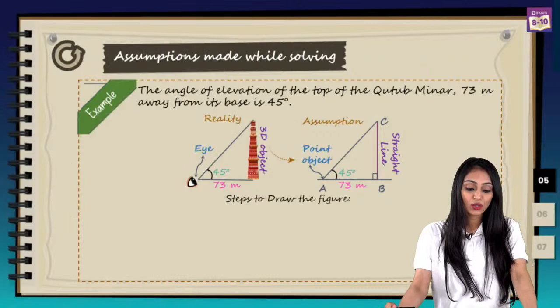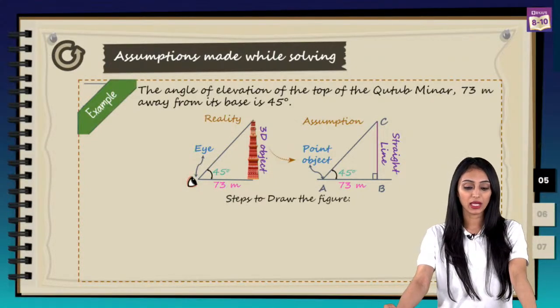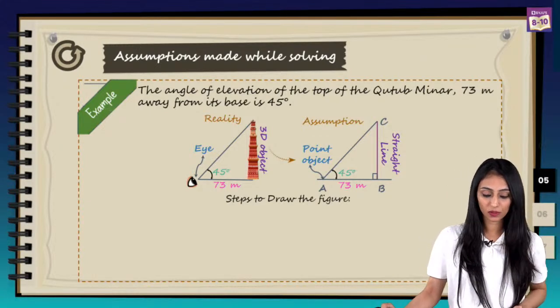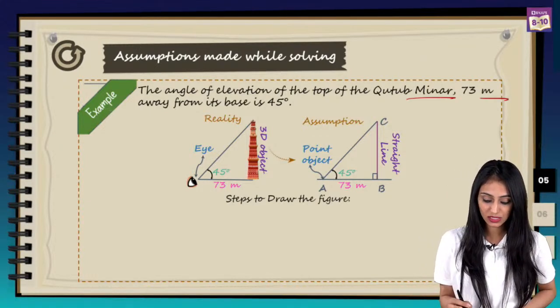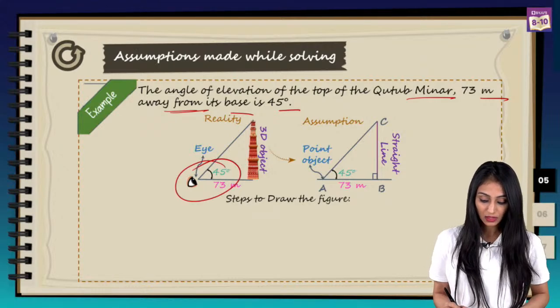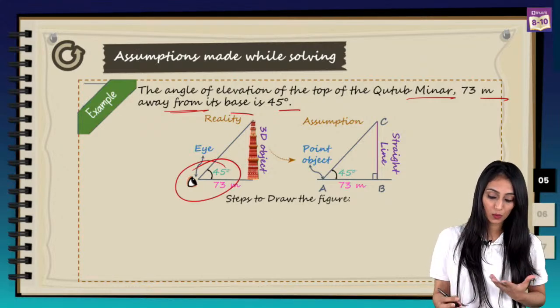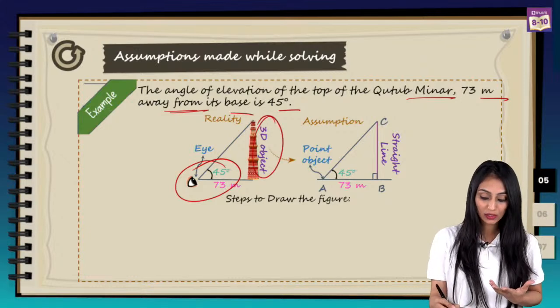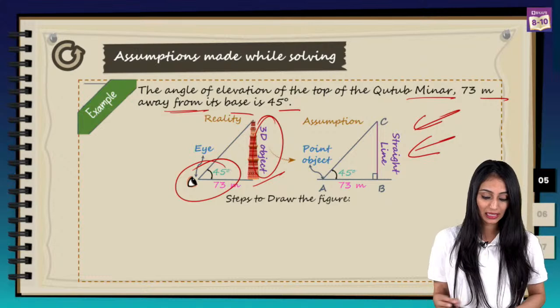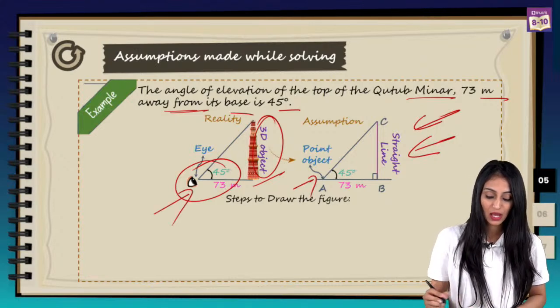Now let's take a look at a few of the assumptions that we have to make while solving the questions. So angle of elevation, let's take an example to understand this. The angle of elevation of the top of the Qutub Minar, which is 73 meters high, from a point 73 meters away from its base is 45 degrees, like you can see here, right? And obviously in the exam, you will not be using 3D objects. You will represent them using solid lines. So here Qutub Minar is represented by this straight line, and the eye of the observer is represented by this point object.